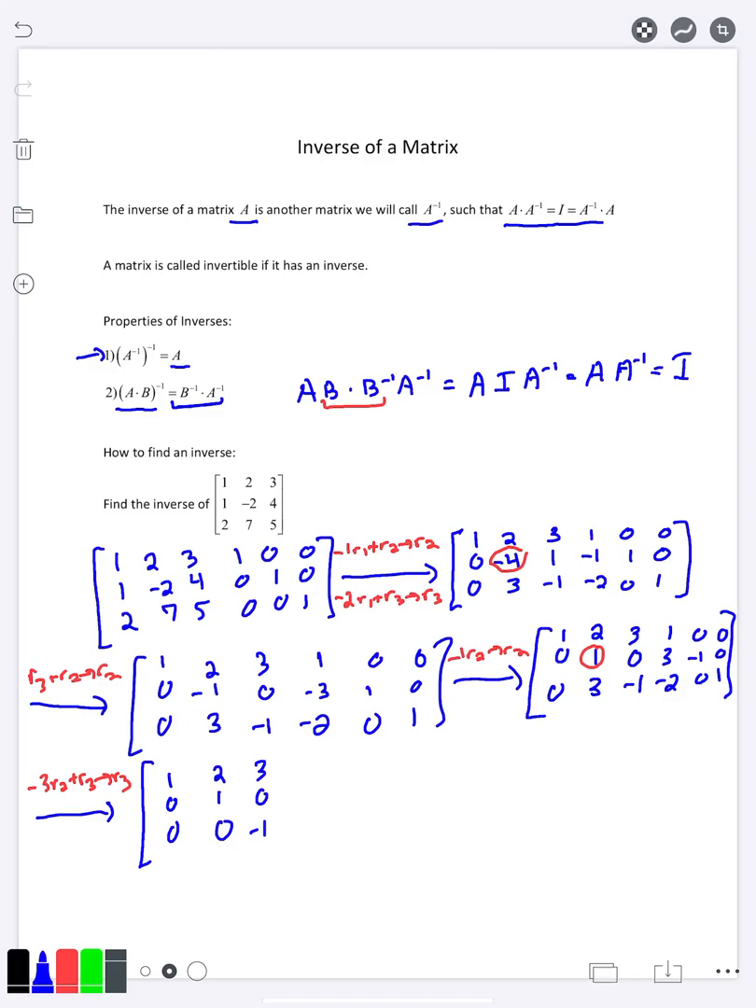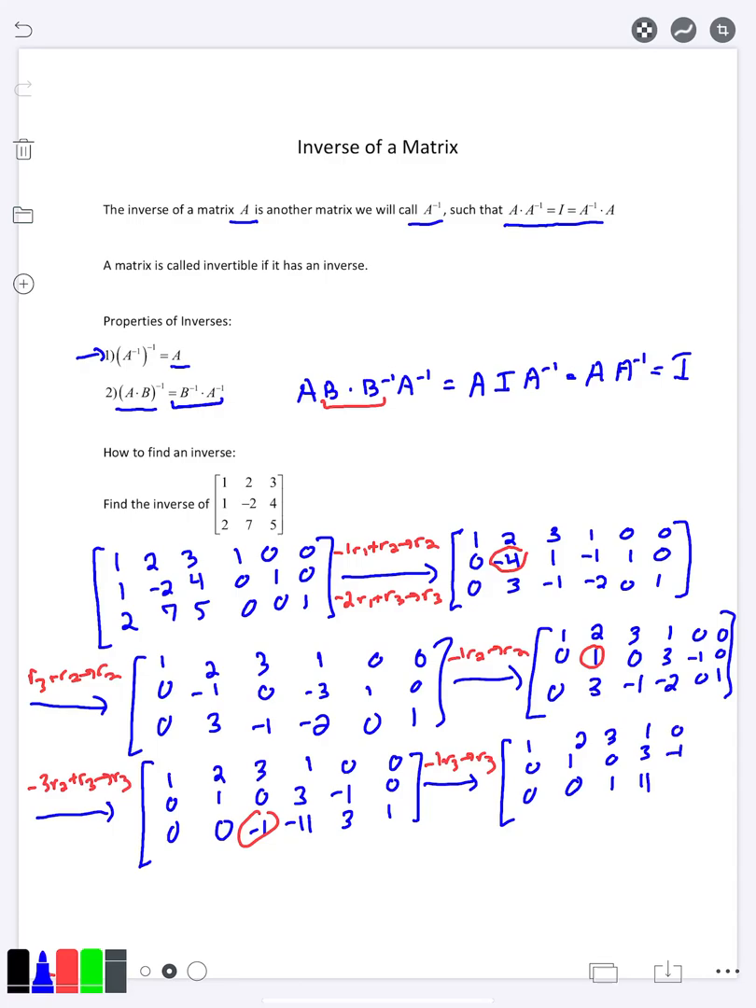0, negative 1, 1, 3. So negative 3 times 3 is negative 9, plus 2 is negative 11. And then 0, negative 1. Negative 3 times negative 1 is 3, plus 0 is 3. And then zeros don't do anything there. Then I need to get a 1 in this spot right here, this diagonal element. So I'll just do negative 1 row 3 goes to row 3. That gives 3, 11, 0, negative 1, negative 3, 0, 0, negative 1.